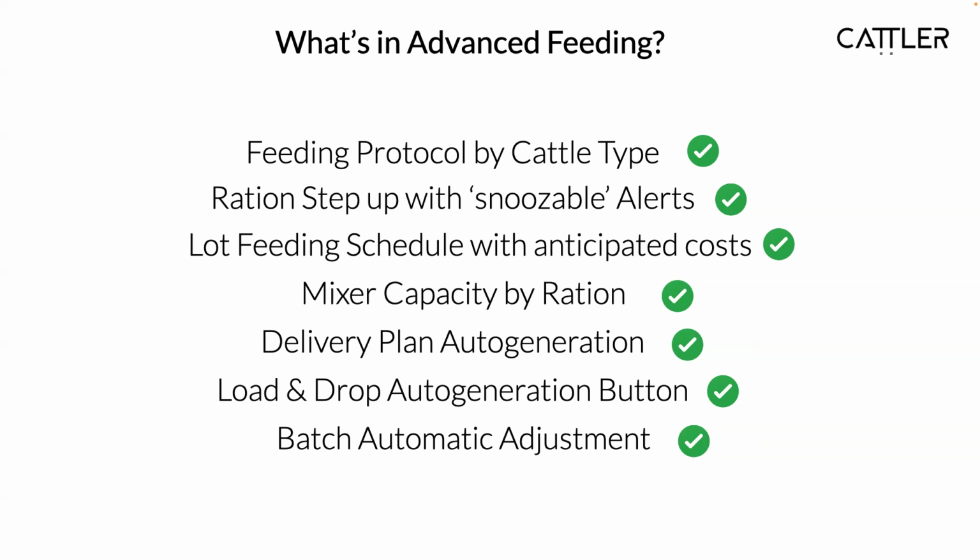The auto generation of the delivery plan, the auto generation button for the load and drop, and also the batch automatic adjustment, so that if you're underfeeding one drop of a certain pen, the app will compensate the target for the second load.